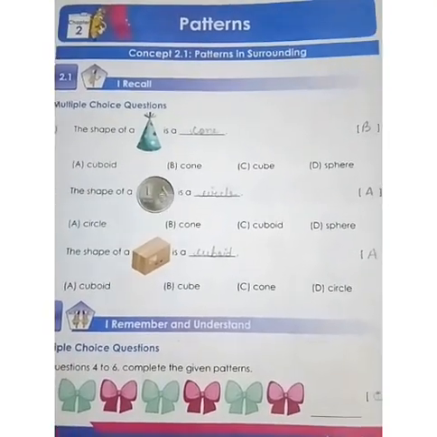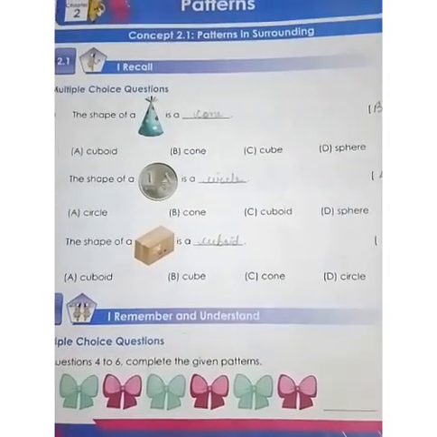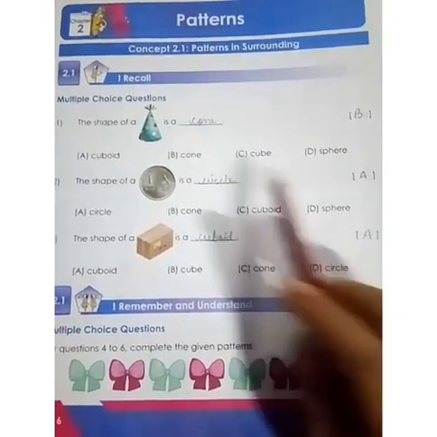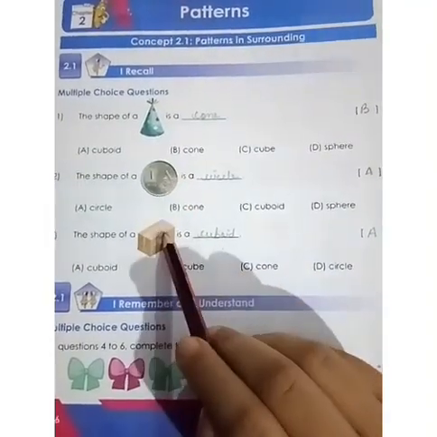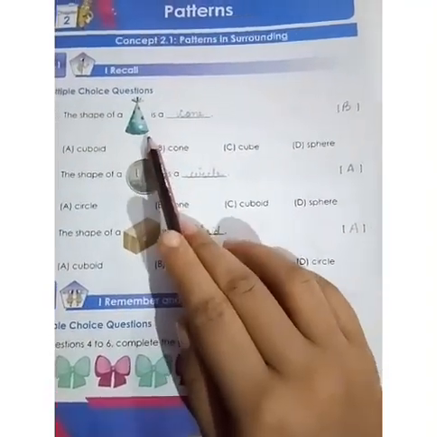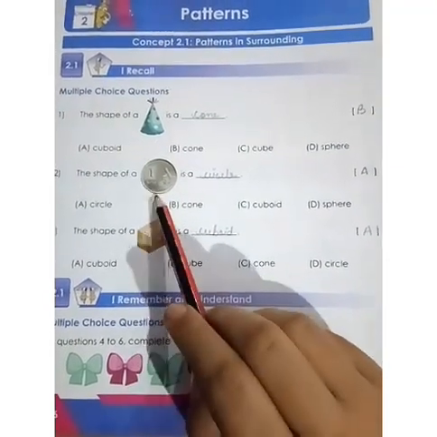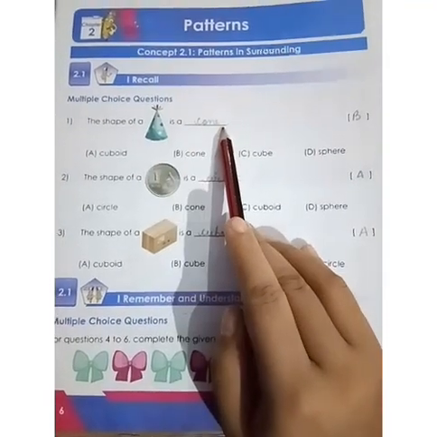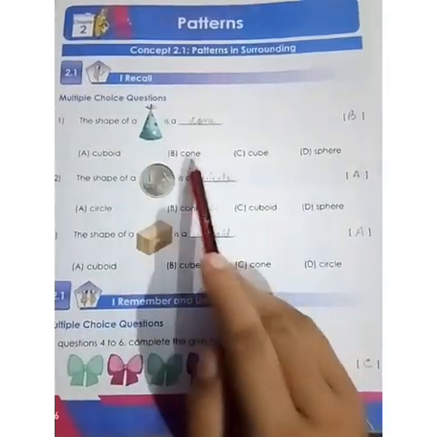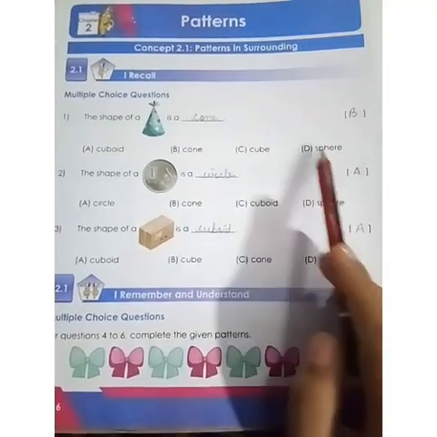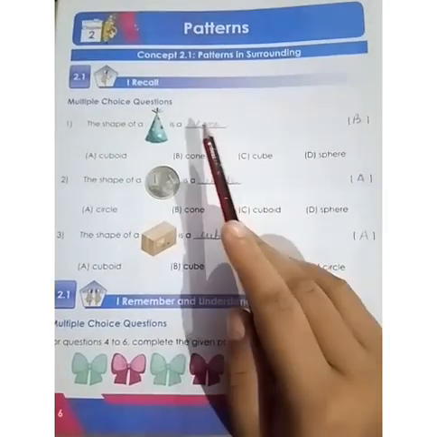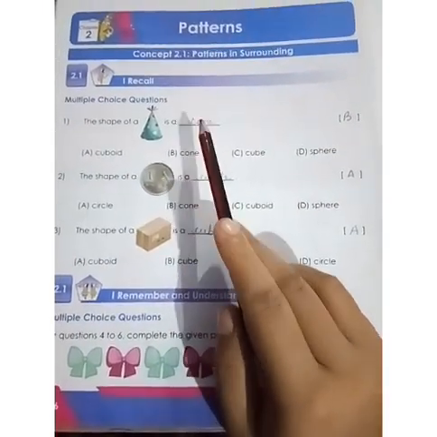So this is the second chapter of the workbook. Though we have discussed some of the questions, let us go through the questions one by one once again. The first is a question related to flat figures and solid figures. You can see the figures given here, and the question is: the shape of this birthday cap is a dash. Options are given here: cuboid, cone, cube and sphere. Obviously we know that the answer is cone.